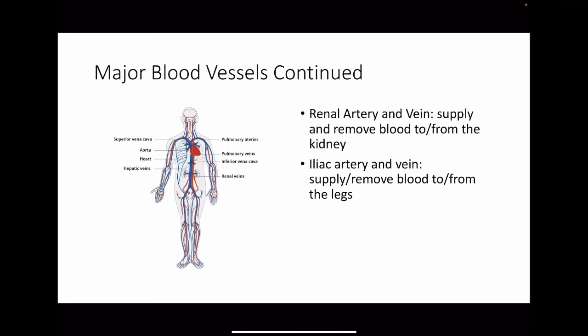Some other important major blood vessels include the renal artery and the vein, which manage the blood supply to and from the kidneys. We'll discuss how the kidneys work to help remove waste materials from the blood in our next segment when we cover the urinary and the reproductive systems. We also have the iliac arteries and veins, which are the major blood vessels that supply and remove blood to and from the legs.